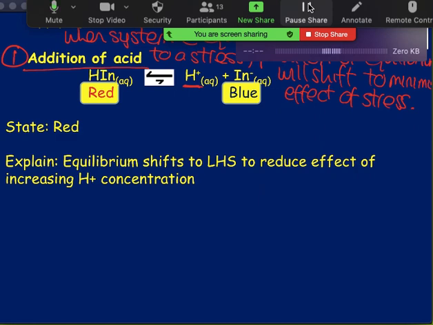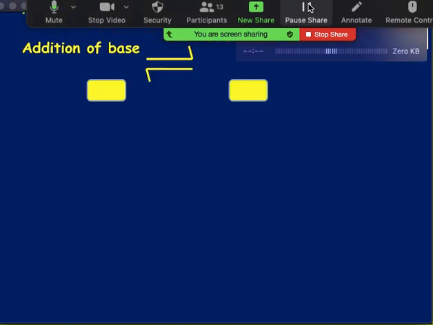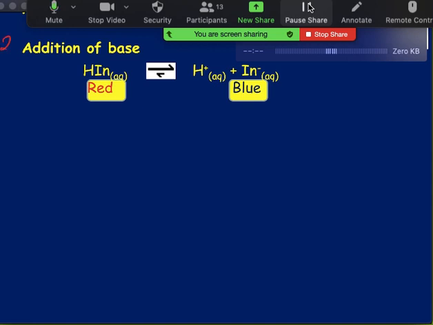So the second scenario would be their most favorite one, and it's the one that goes over people's heads. So I'm going to flick forward unless somebody shakes their head at me. Nobody is shaking. So this is their second scenario. If I add base to this, what color is it going to go? State and explain. Blue. So it's going to go blue. Can you explain to me why it goes blue?